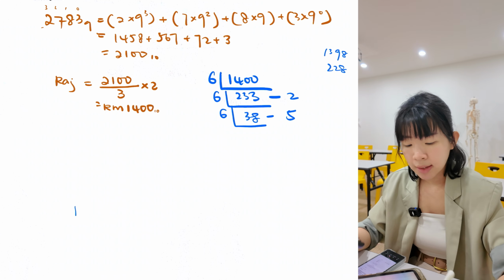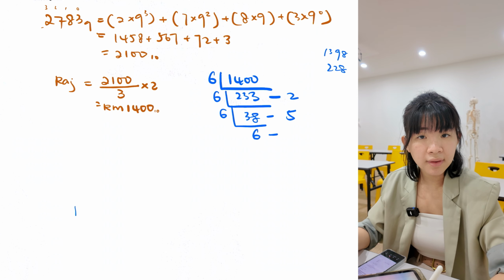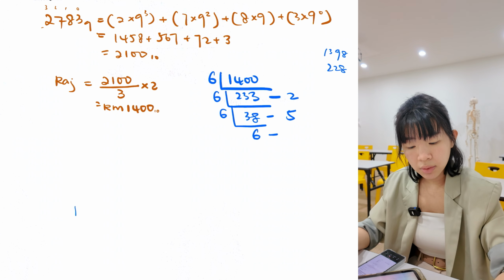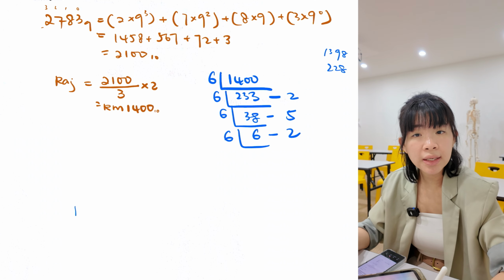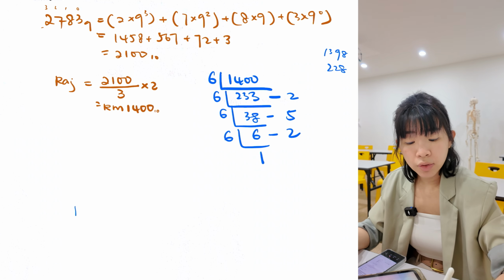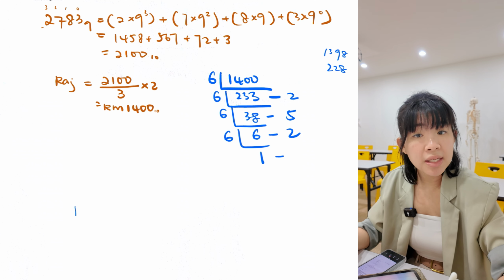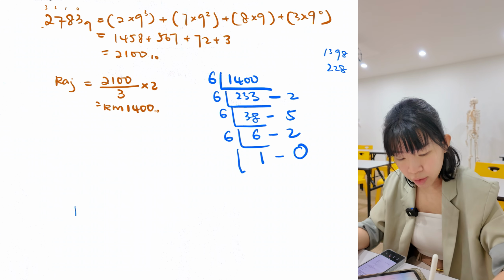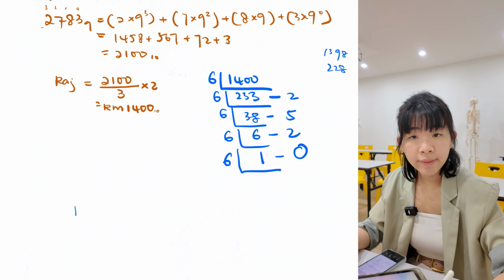Divide by 6 again. 38 divided by 6, write 6. 6 times 6 is 36, but here it is 38, so the remainder is 2. Then 6 divided by 6 is 1, so you get a whole number. That's why the remainder is 0, and you still have to write it. Okay, continue again: 1 divided by 6.